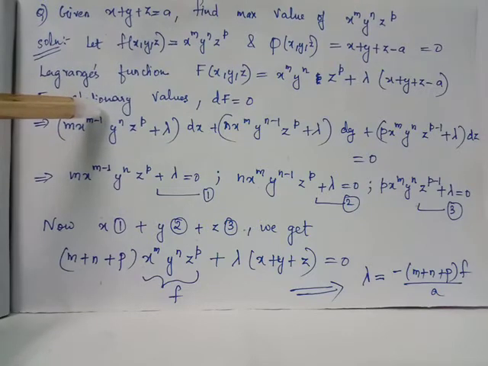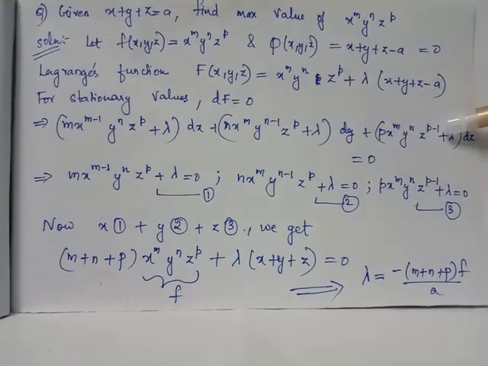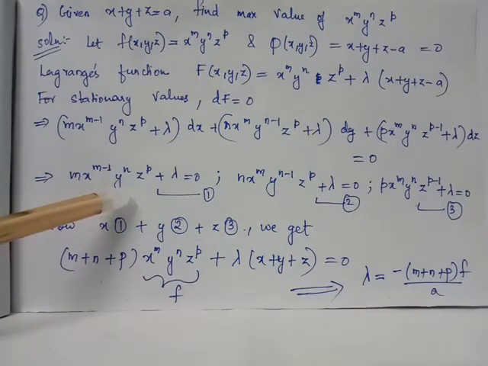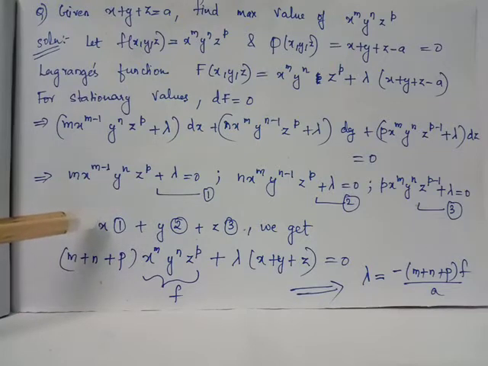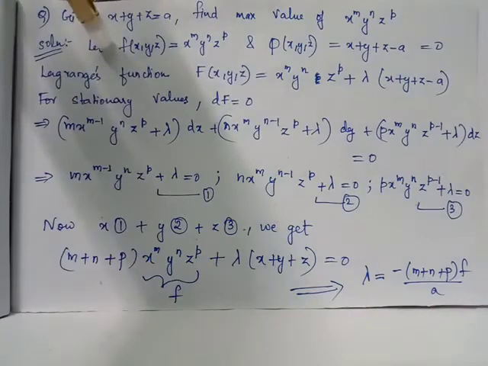To find the stationary values, we have to equate dF equal to 0. We evaluate the first order partial derivatives of F with respect to x, with respect to y and with respect to z. Also we have the expressions equated to 0, which we call equations 1, 2 and 3 respectively. Now if you multiply equation 1 by x, why are we multiplying x to 1? Because when x is multiplied to equation 1, it becomes x raised to m, y raised to n, z raised to p, which can be replaced by the notation f.